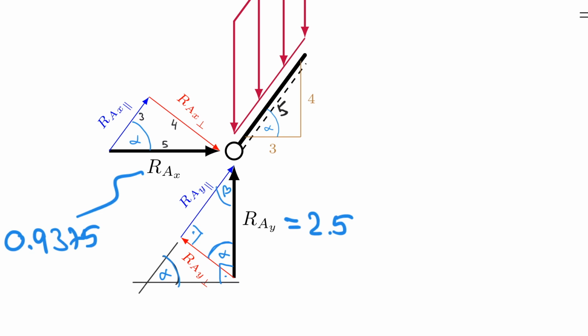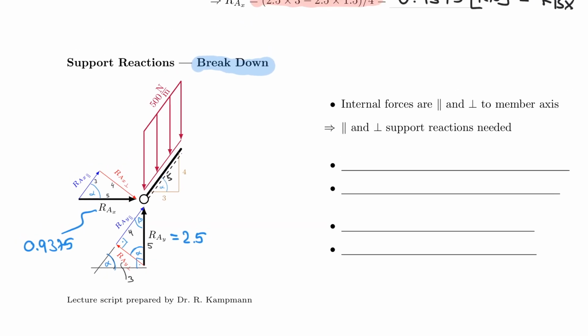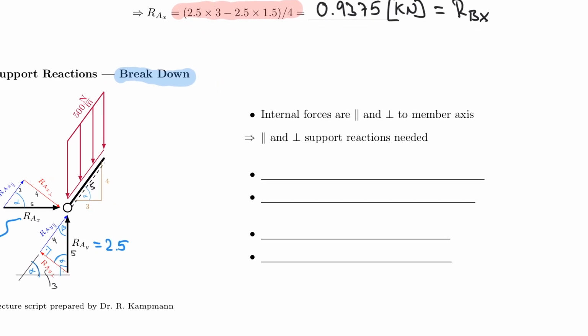And now I can use the same logic again. I can say, hey, RAY is the side that has 5 long, and alpha connects 5 and 3. So RAY perpendicular is the 3 side, and RAY parallel is the side that has a length of 4. So now I identified my 3, 4, 5 triangles, and now it is actually easy to break down my support reactions. So let's do that.